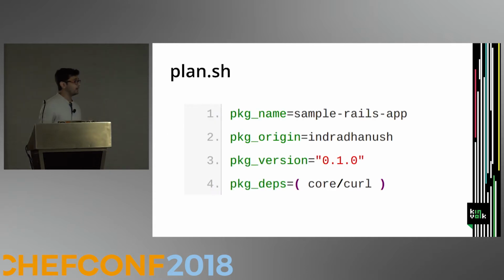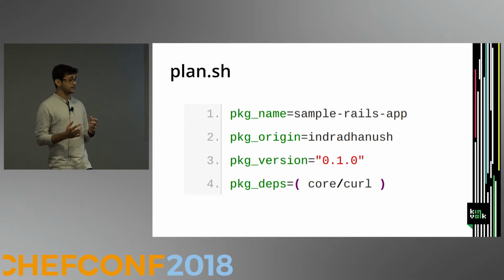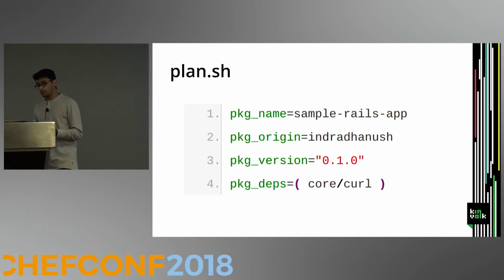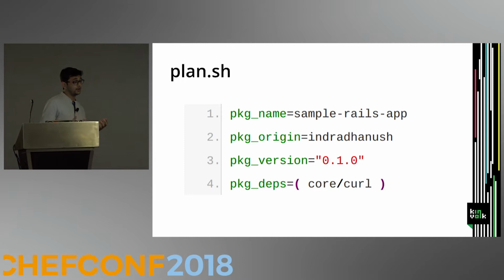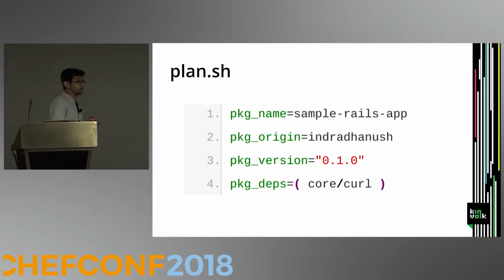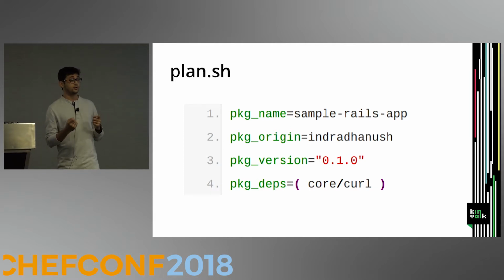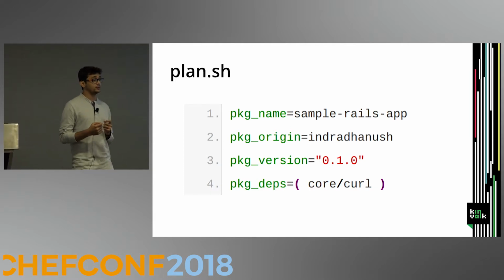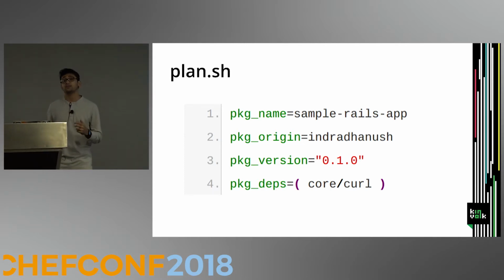A typical plan file might look something like this. Also, this is a fairly minimal example. If you look at line number one and line number two, that's the name of your Habitat package and the origin to which it belongs, and the version. However, the most important line here is at line number four, right? Which, if you take a quick, close look, is core/curl. Now, core here itself is yet another Habitat origin, and curl is the name of yet another Habitat package. That means your Habitat dependencies are other Habitat artifacts themselves.